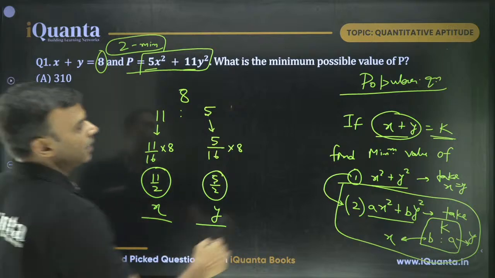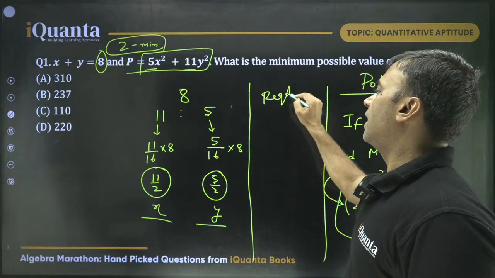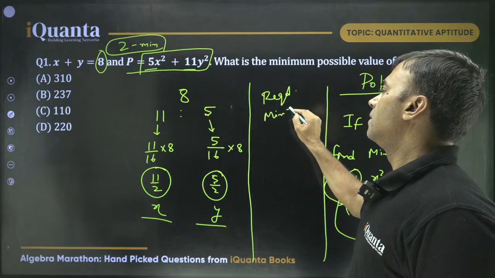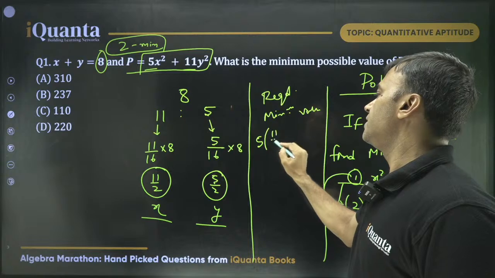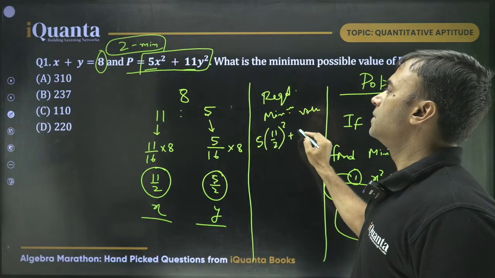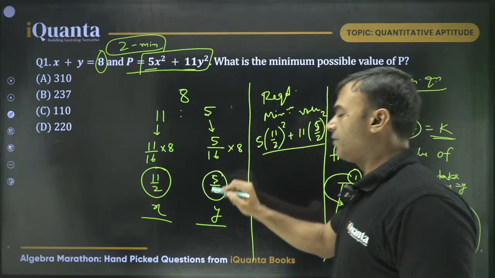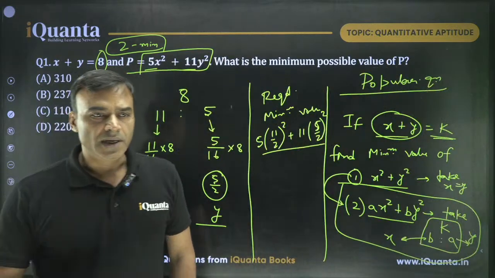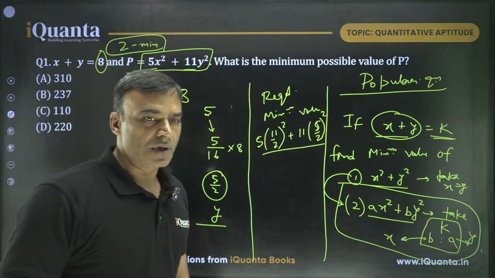So the required minimum value, how much will it be? That will be equal to 5 into 11 by 2 square plus 11 into 5 by 2 square. I wanted you to note it down very carefully. What I have done just now is not available at many places. So note it very carefully, remember it.